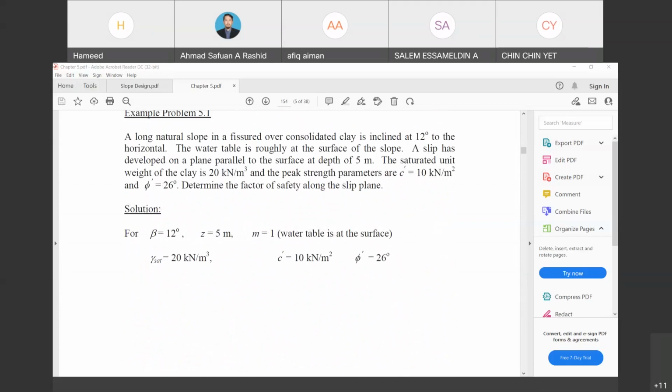So make sure that you have a calculator. So beta is 12. Z is 5 meters. The ground is fully saturated, M is equal to 1. Saturated unit weight is 20. C is 10. Phi is 26. So are you ready?